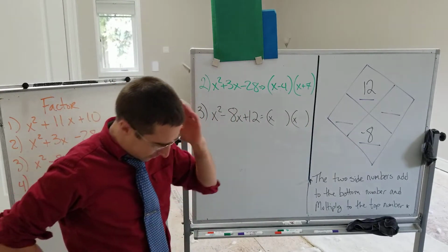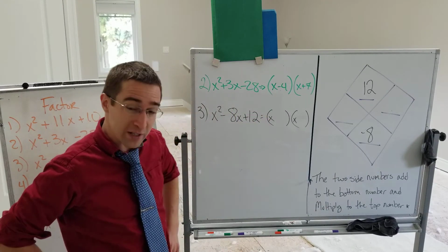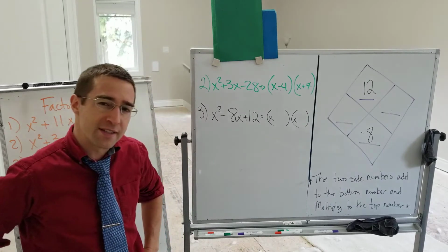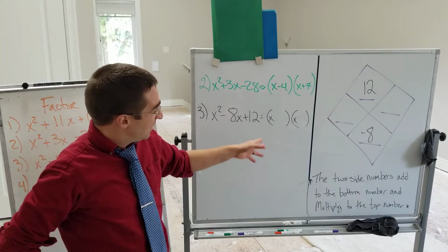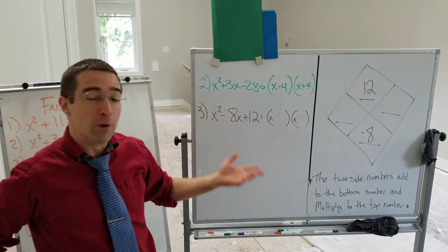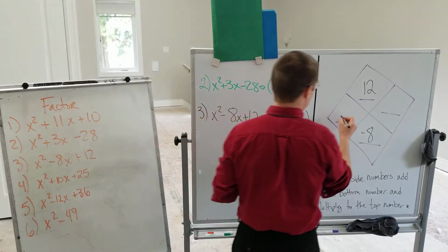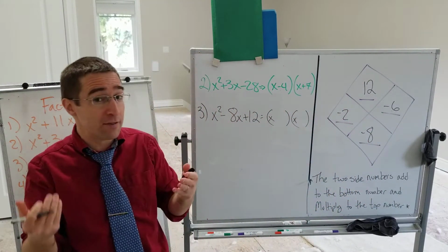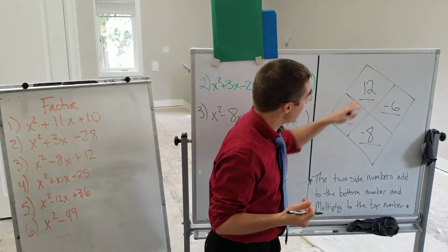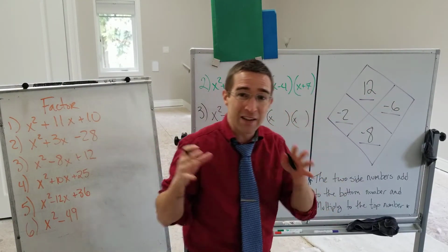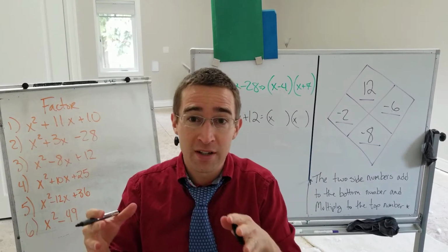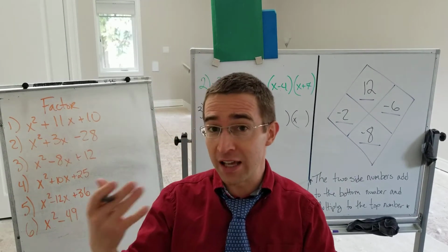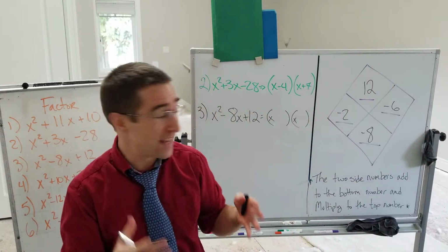So think again. 3 times 4, that's 7. 2 times 6, 2 plus 6 is 8. I want negative 8 though, so I have to make them both negative. Negative 2 times negative 6, and a negative times a negative does give me a positive, so it multiplies to that positive 12. But if I add two negative numbers, the answer to the addition is more negative. Negative 2 plus negative 6 is negative 8.